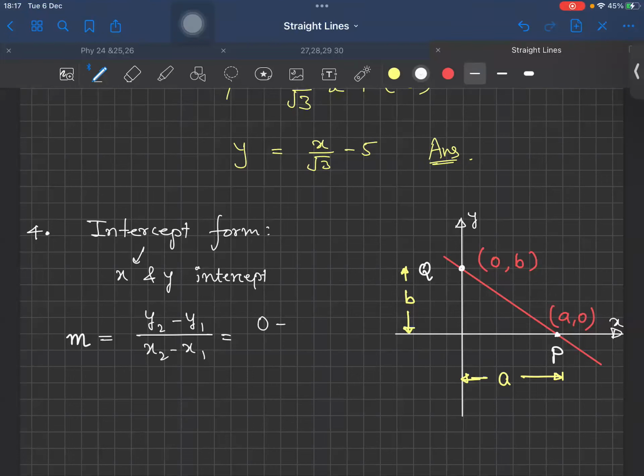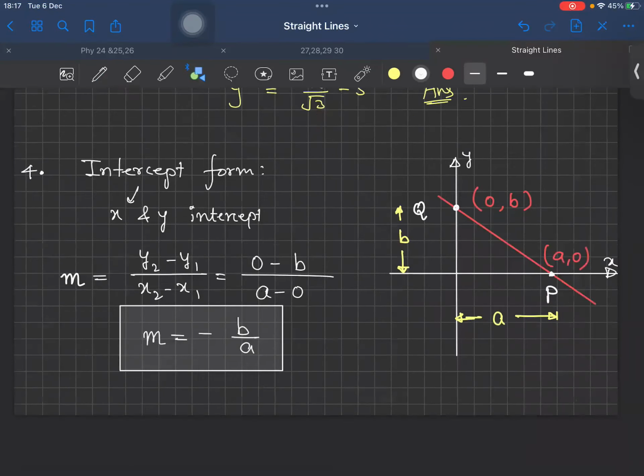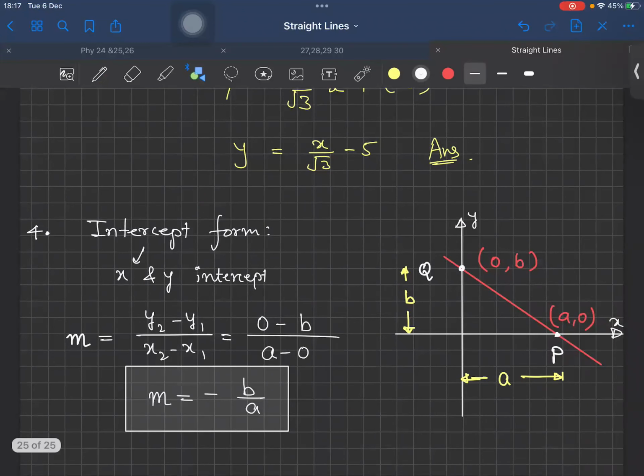Okay, good. Now this x2. A minus 0. That means what you are getting, M is equal to minus B by A. Right? That's what you are getting, no? You have got M, right? Yes or no? Yes, sir. So you have got M. Now what else do we want?